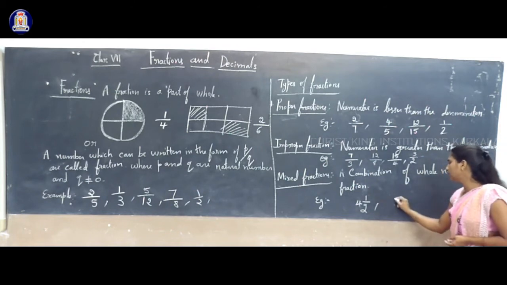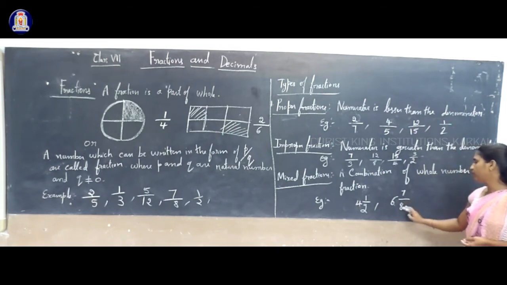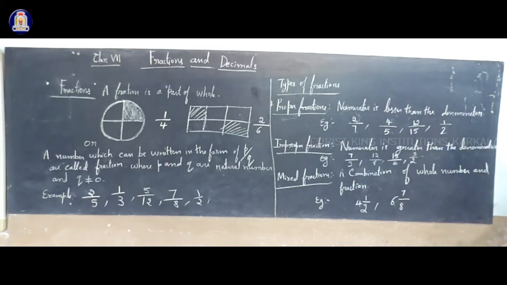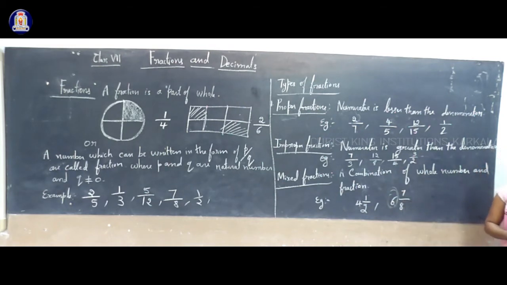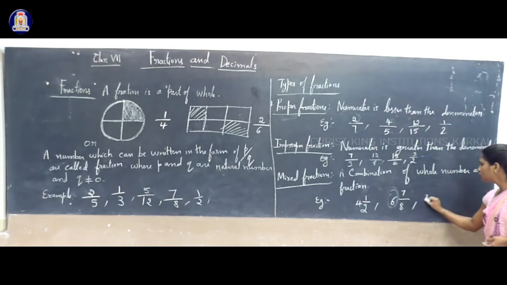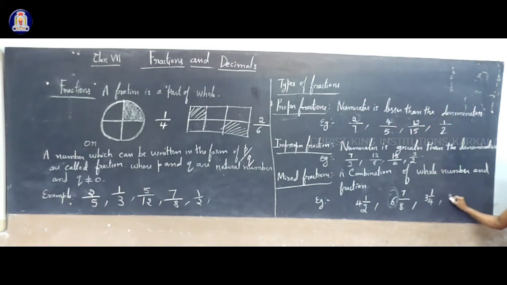If you want one more example, you can take 6 7 by 8. 6 7 by 8 is an example of a mixed fraction. See, 6 is a whole number along with the fraction. Clear? 7 by 8 is a fraction, 6 is a whole number. So 6 7 by 8 is a mixed fraction. Next example, 3 1 by 4. 3 1 by 4 is also a mixed fraction. Next, 2 3 by 7. 2 is the whole number and 3 by 7 is a fraction.